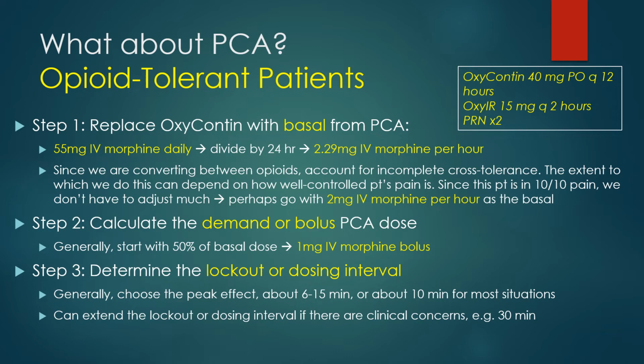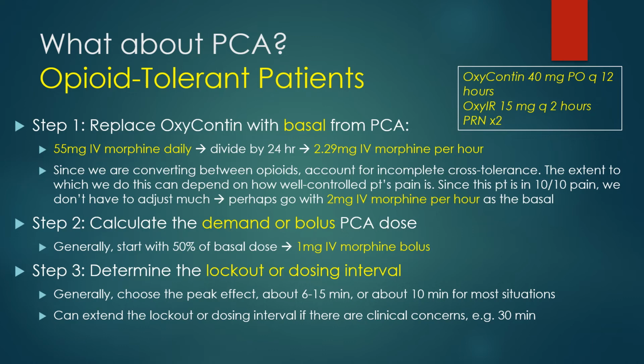55 milligrams of IV morphine daily divided by 24 hours is 2.29 milligrams IV morphine per hour. Since we are converting between opioids, account for incomplete cross-tolerance. The extent to which we do this can depend on how well controlled our patient's pain is. Since this patient is in 10 out of 10 pain, we don't have to adjust much. Perhaps go at 2 milligrams IV morphine per hour as the basal.